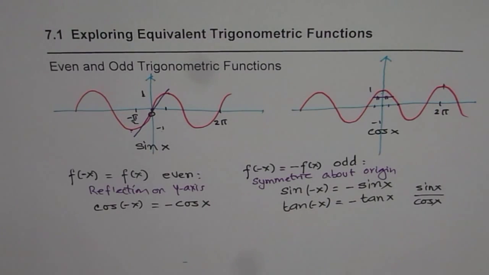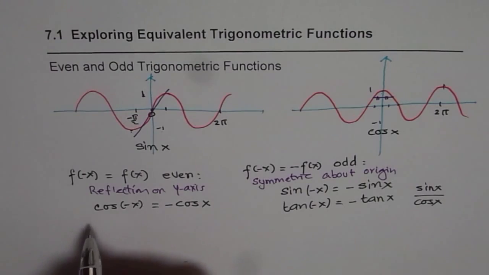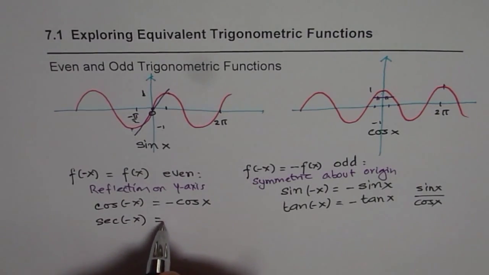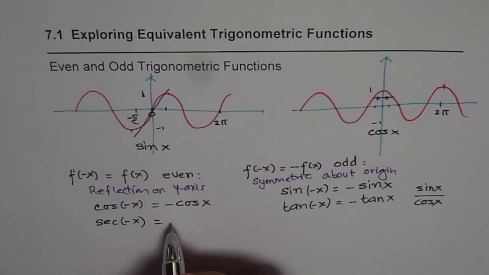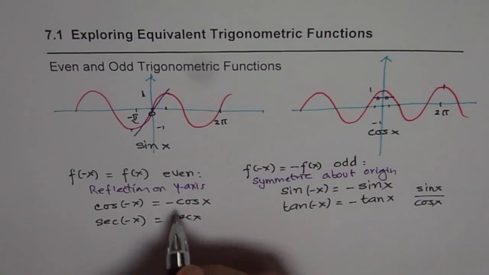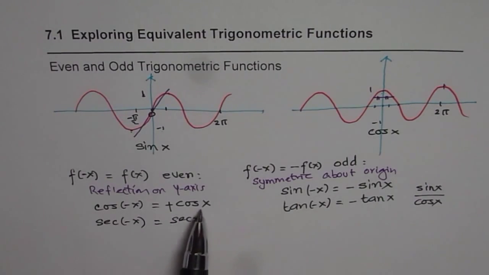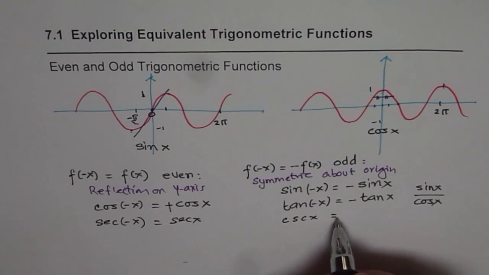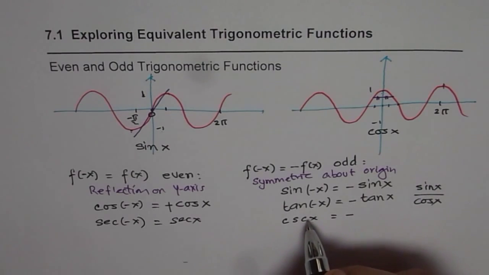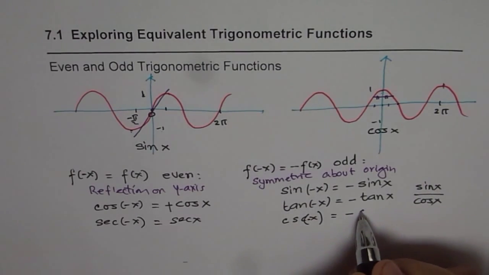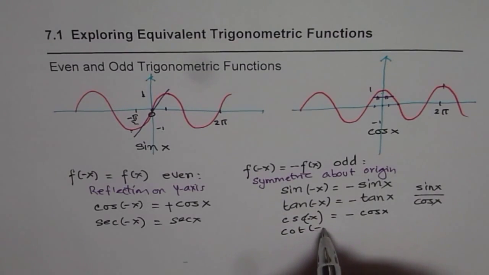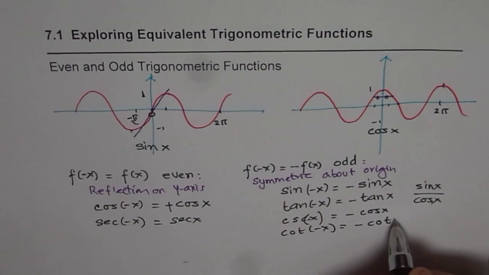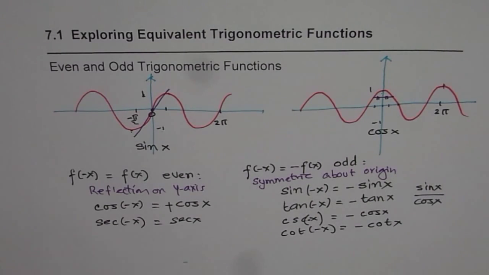Now if we are talking about the secondary ratios or the reciprocal functions, then since cos is an even function, secant will also be even. So in that case, secant of minus x should be equal to secant x. I wrote this wrong. Cos of minus x should be cos x, right? Secant of minus x should be positive secant x. However, cosecant of minus x should be negative of cosecant x, and cot of minus x should be negative of cot x, correct? Since their reciprocals are odd functions, right?